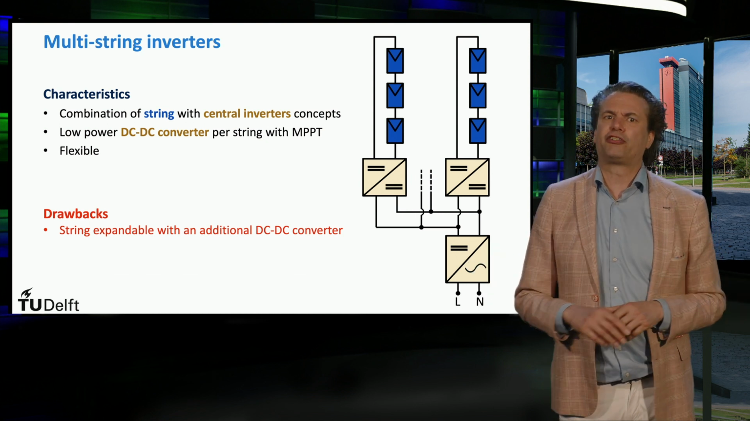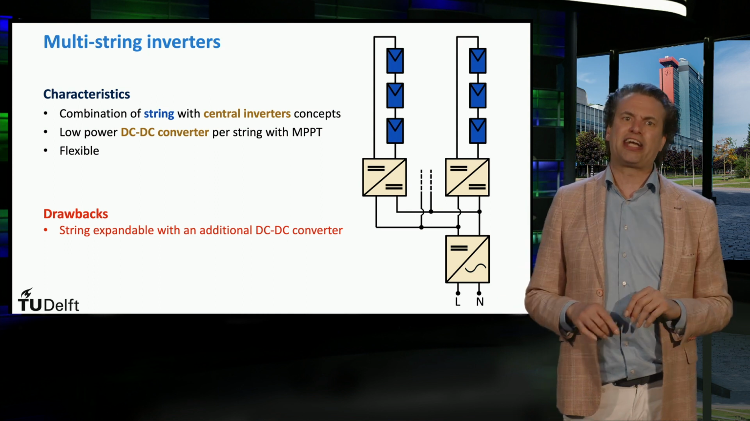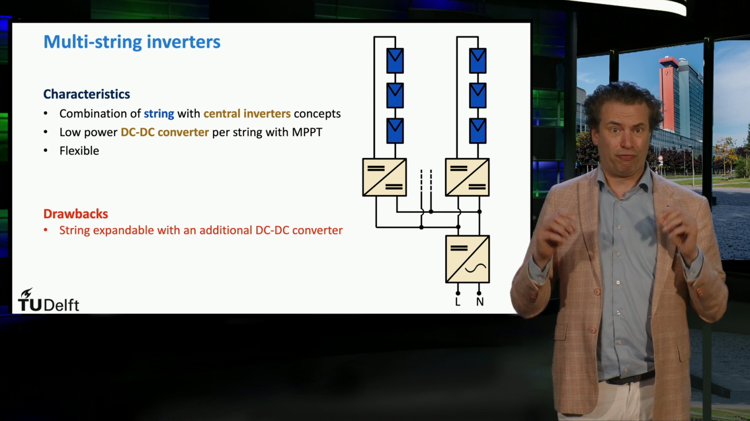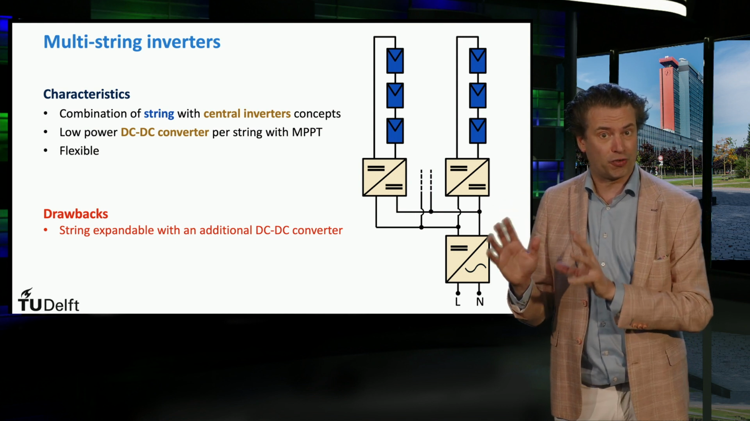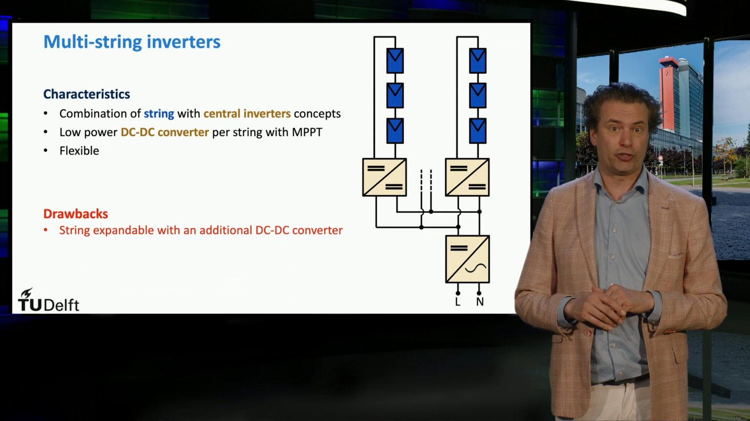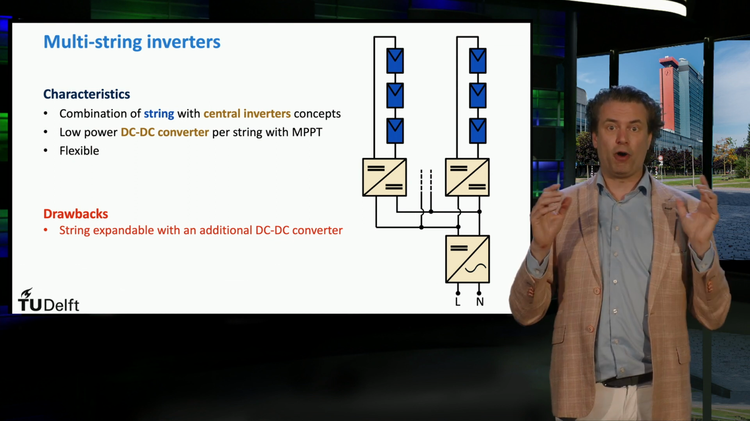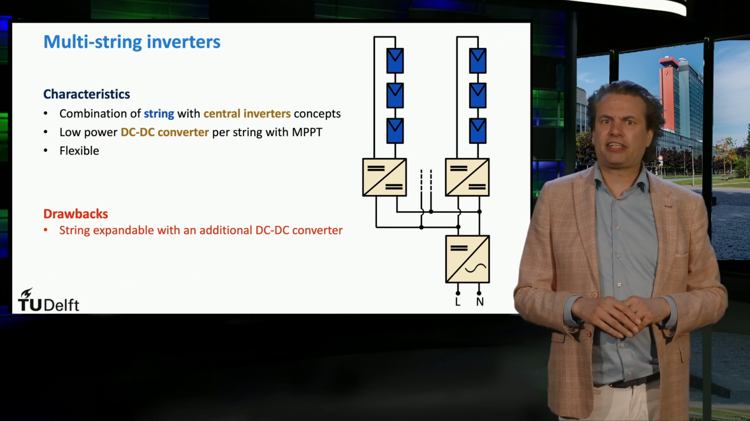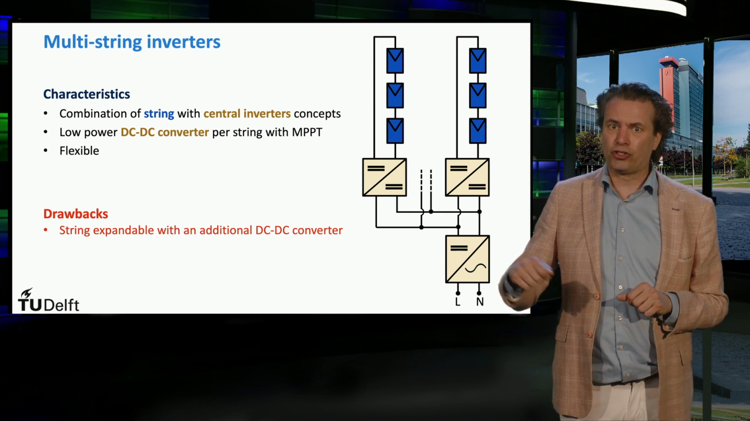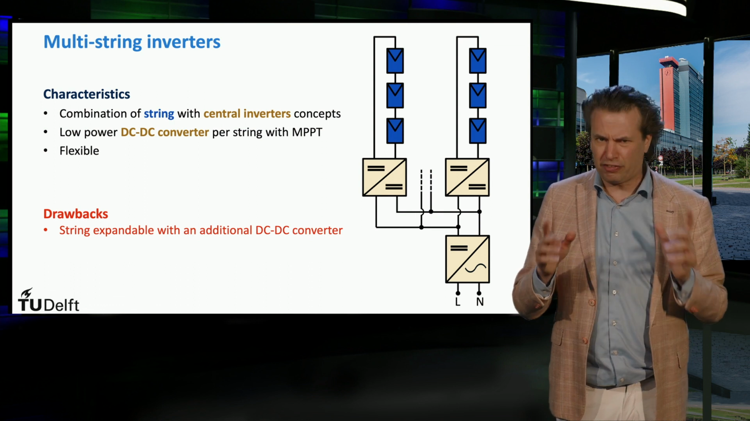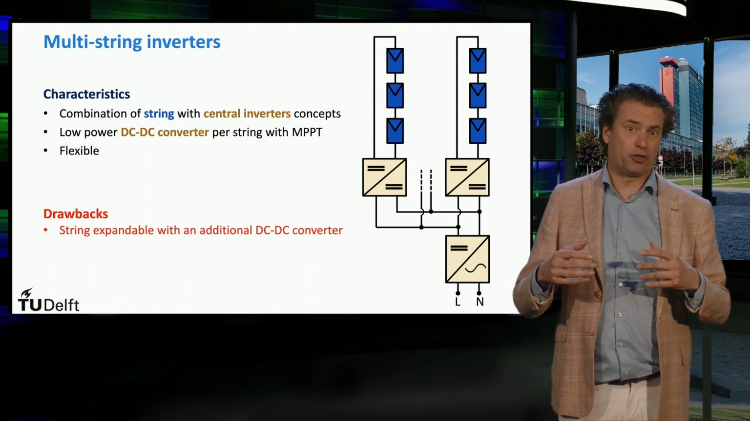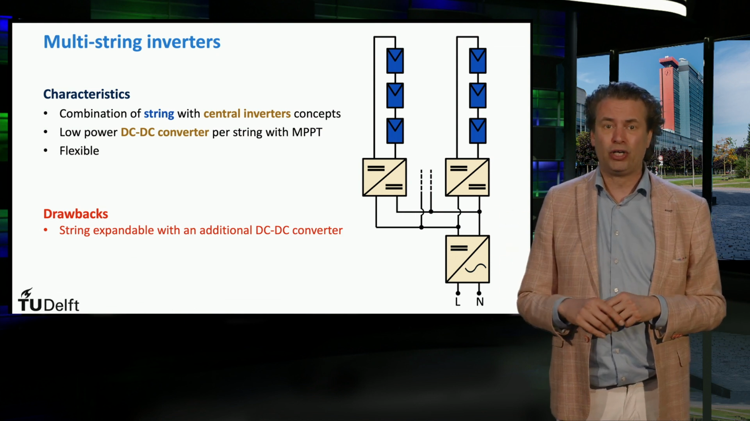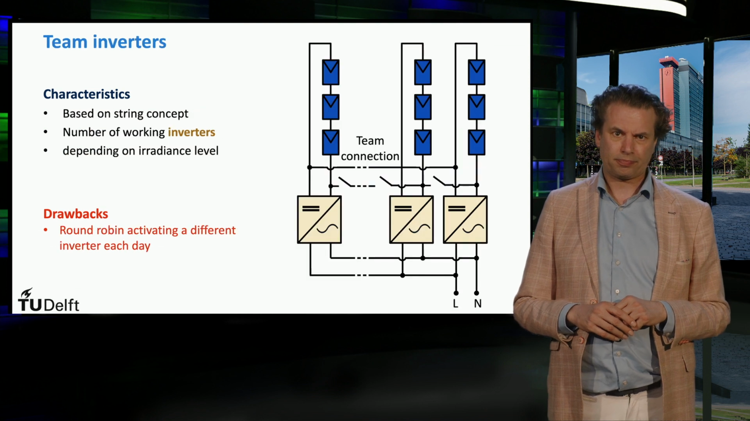The main advantage of this architecture is that every string can operate at its maximum power point, and the optimizers operate at voltages close to the voltage of the string. Hence, the DC-DC conversion is very efficient and the optimizers consume very little power. In this architecture, we can easily add additional strings, but not only do you have to be careful that the inverter can handle the additional power input, you also have to buy an additional DC-DC converter, which is a drawback.